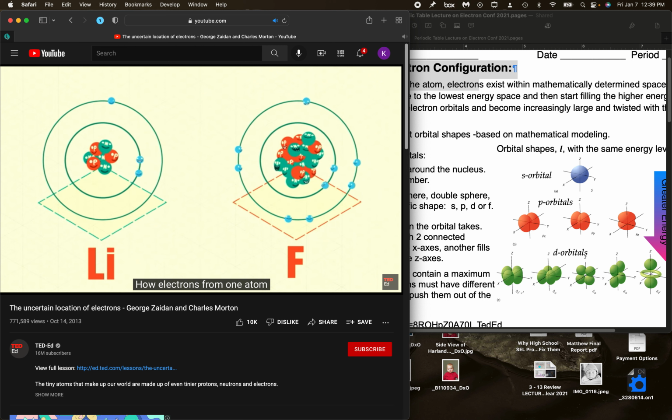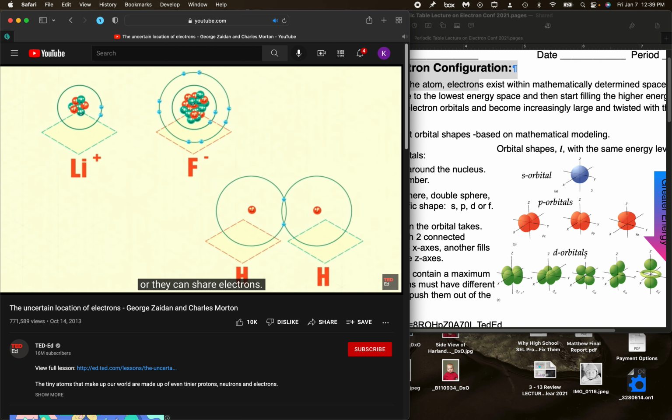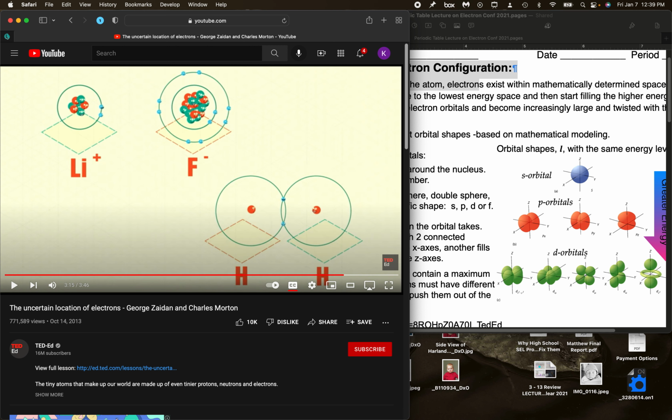How electrons from one atom interact with electrons from another determines almost everything. Atoms can give up their electrons, surrendering them to other atoms, or they can share electrons. So the chemistry, all chemistry is related to electrons, which is why we want to understand electrons.